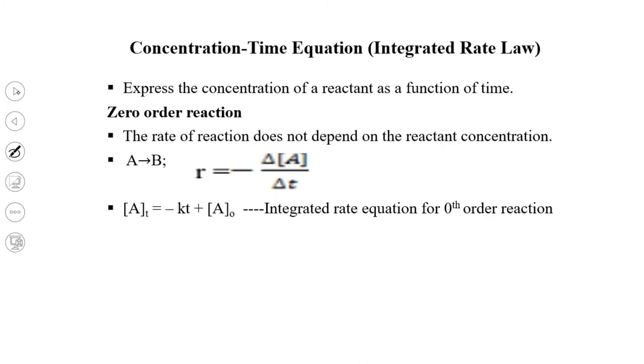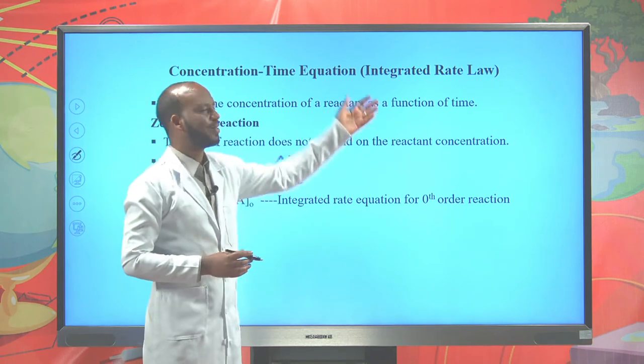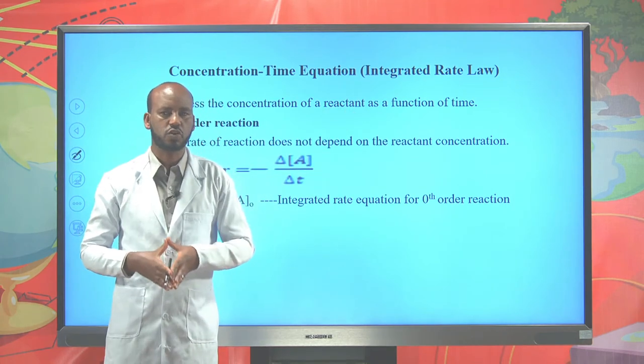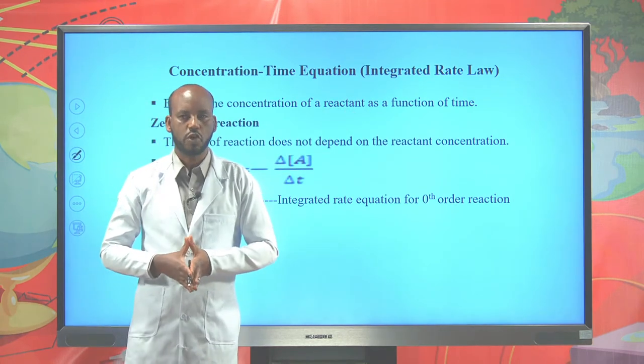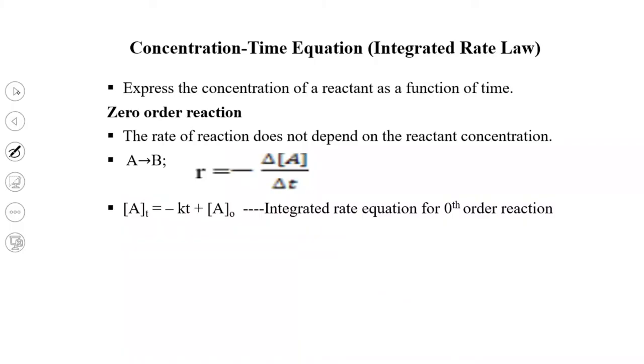Concentration-time equation, or integrated rate law. Integrated rate law expresses the concentration of a reactant as a function of time. Integrated rate equation enables us to calculate concentration of a reactant at a given time. The rate of a reaction does not depend on the reactant concentration for a zero order reaction.